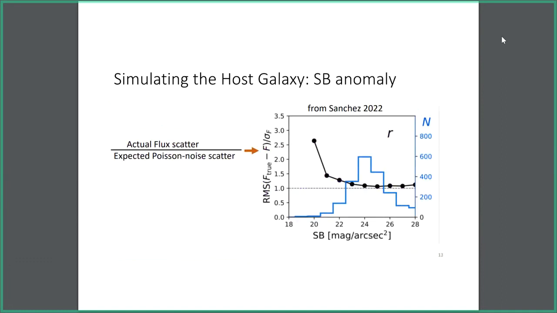So just to show what this flux scatter effect does, this is a plot. And the vertical axis I put in words to the left. It's the actual scatter divided by what you would expect from Poisson noise. And you can see at bright surface brightness, like 20 magnitude per arcsecond squared, the actual scatter is more than double what you'd expect from Poisson noise. And we still haven't quite figured out how to fix that.